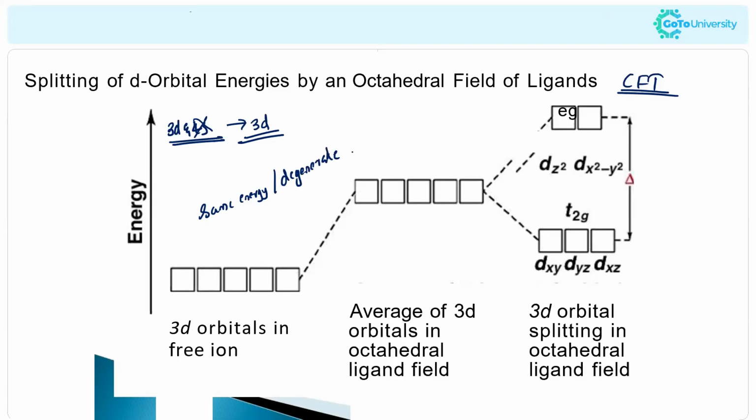Degenerate orbitals. So that's why here we can see the 3d orbitals in free iron. Free iron means before the formation of the coordination compound, all the 3d orbitals have similar energy. So during the approach of the ligands, during the formation of the coordination compound, what will happen? Usually all the 3d orbitals have the same energy, right?